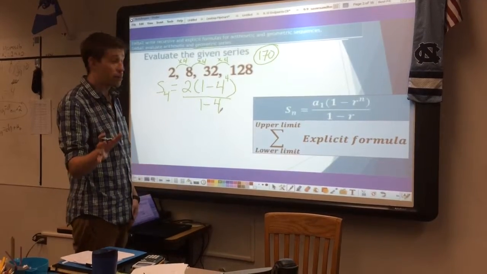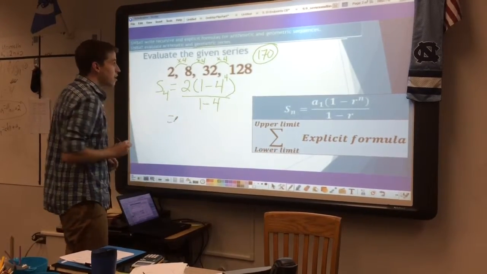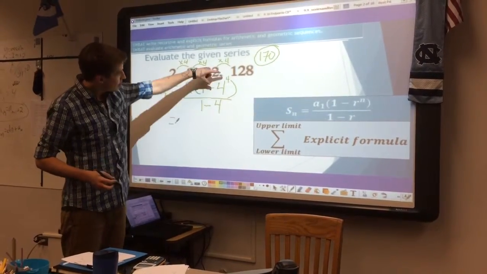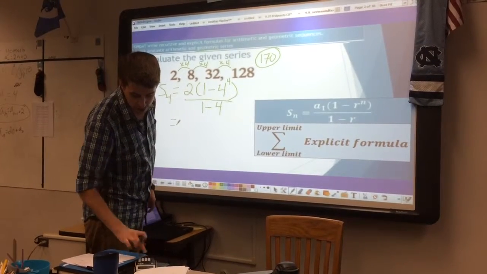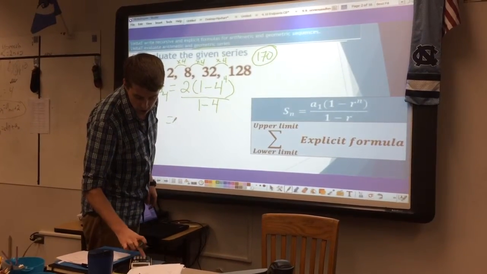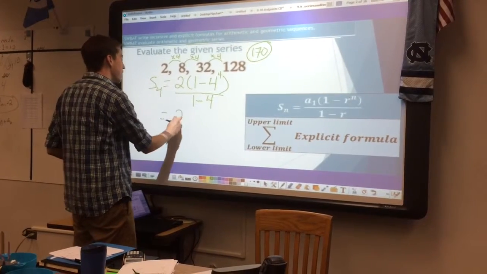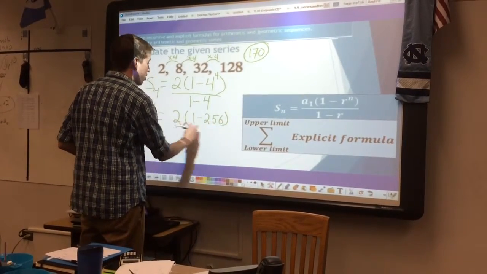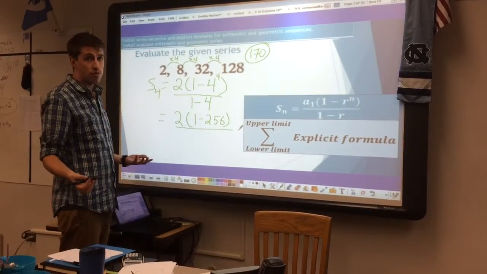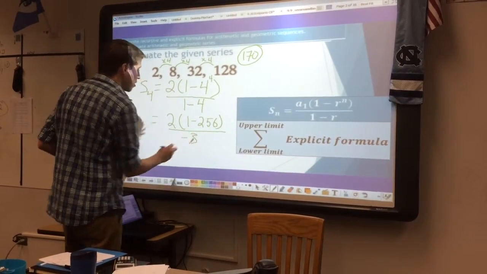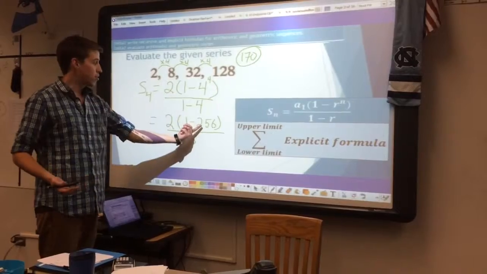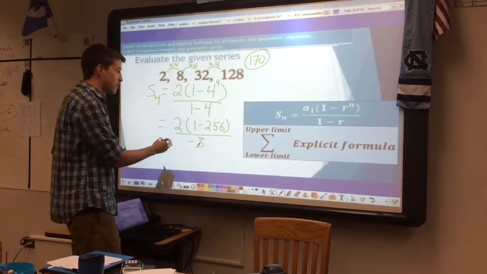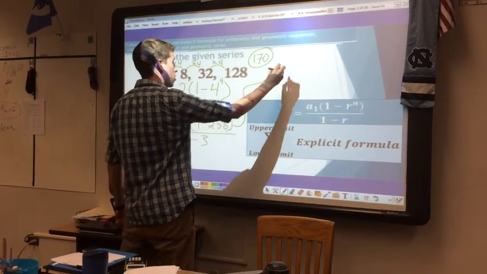Okay, great. Hopefully you did try it. Let's start simplifying. The first thing we're going to need to do is our exponent. I'm just going to use my handy dandy calculator. 4 to the 4th power gives me 256. I'm going to go ahead and simplify down. 1 minus 4 is negative 3. Now we're just going to keep on going. Parentheses, 1 minus 256.